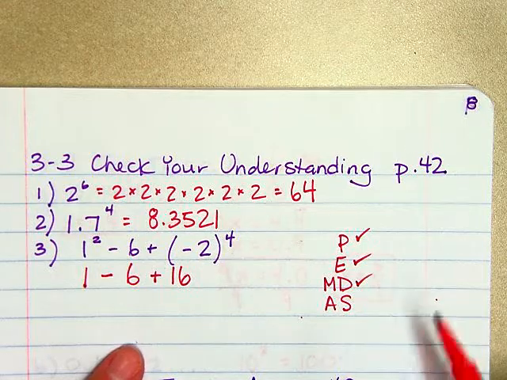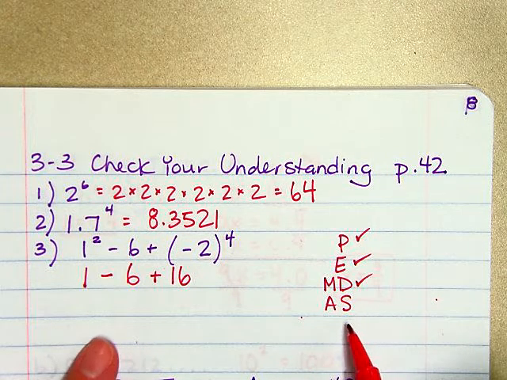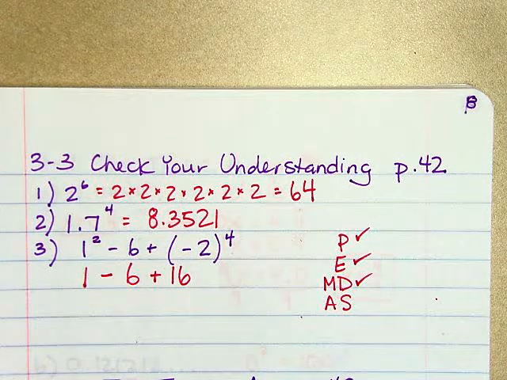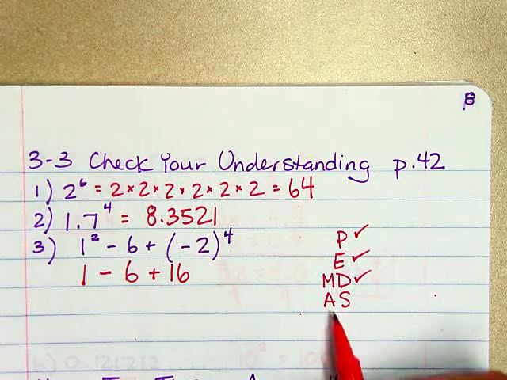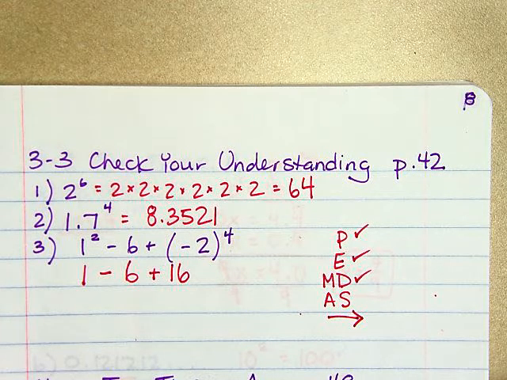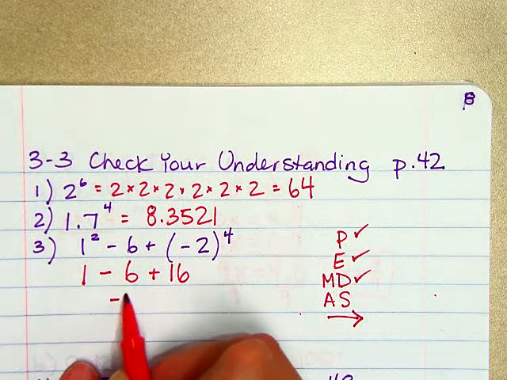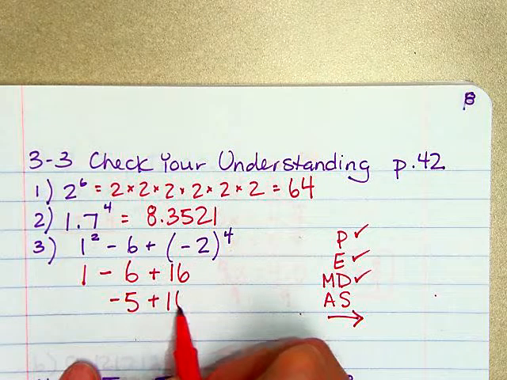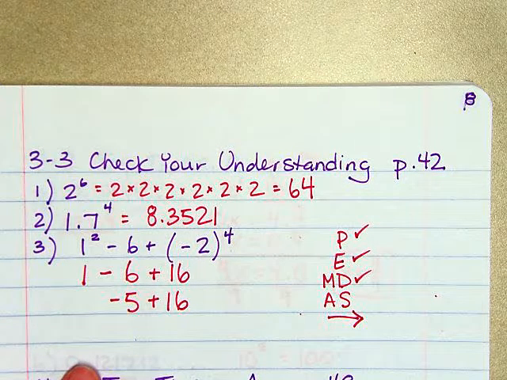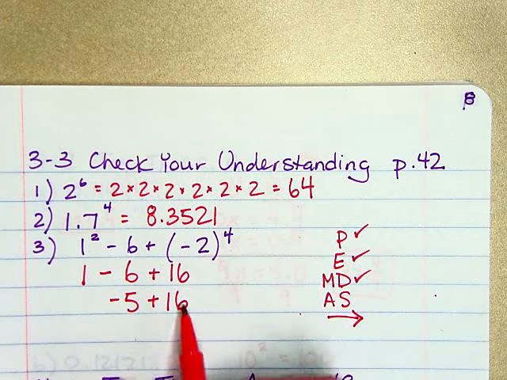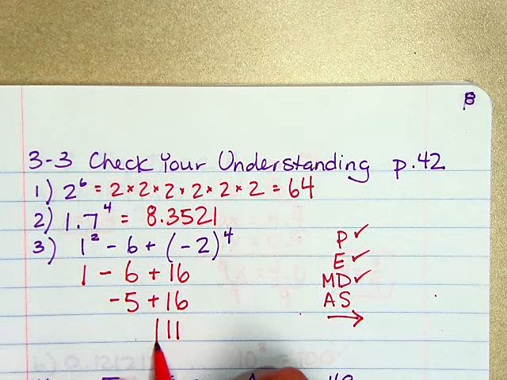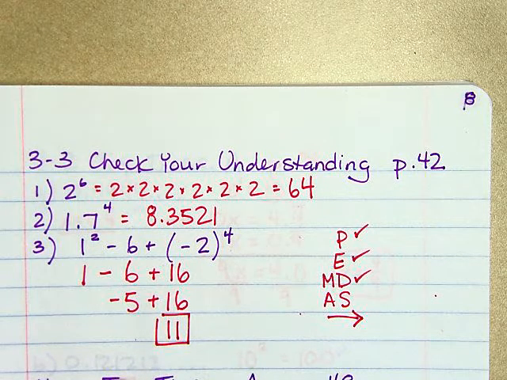I don't have any multiply divide. Now I'm on add and subtract, whichever comes first, left to right. Remember, order of operations always happens left to right. So I have 1 minus 6. That's negative 5. And I'm going to bring down the plus 16. Negative 5 plus 16 gives me just 11. So 11 is my final answer.